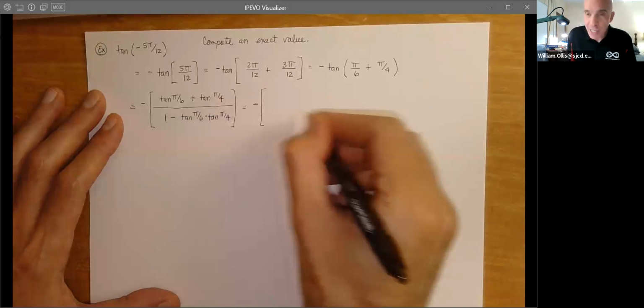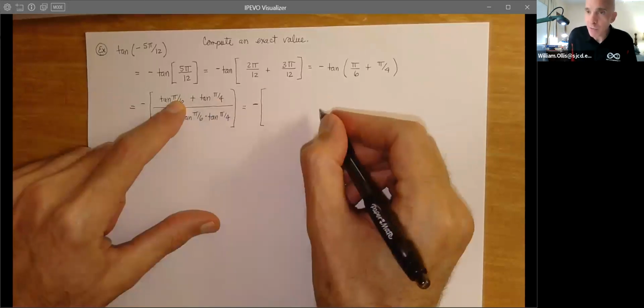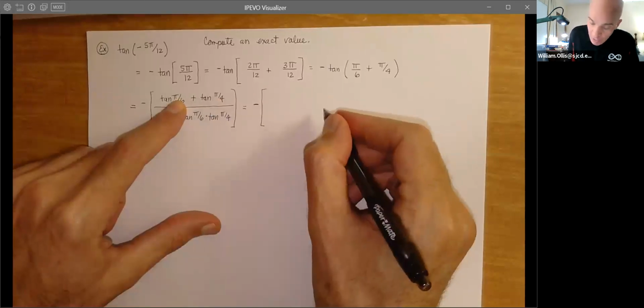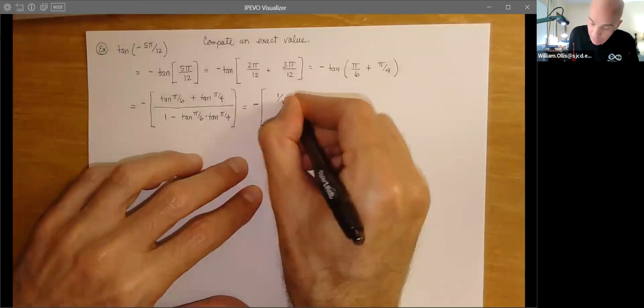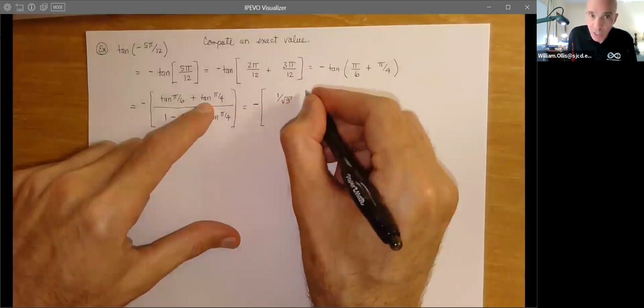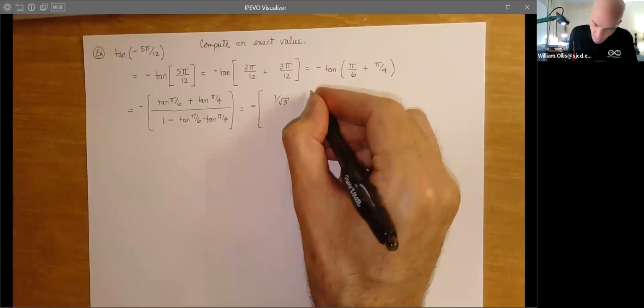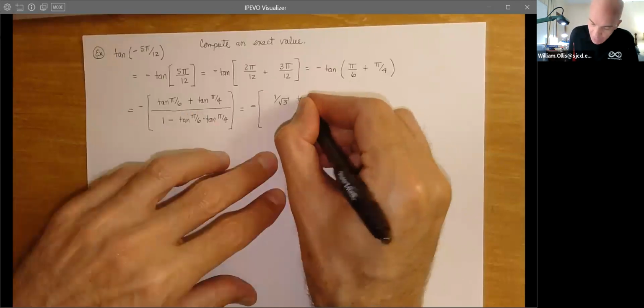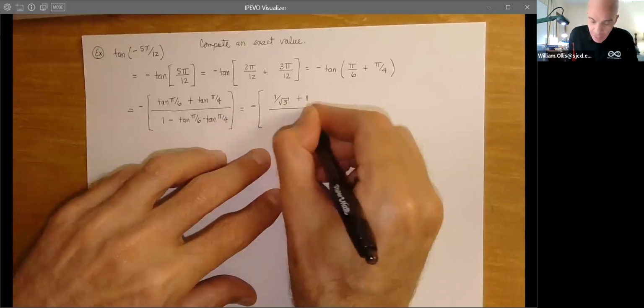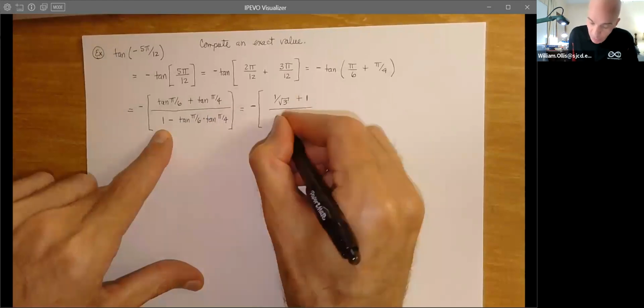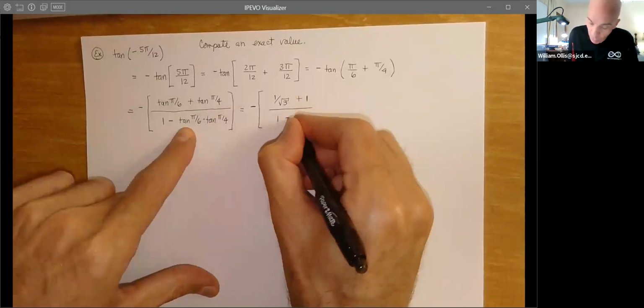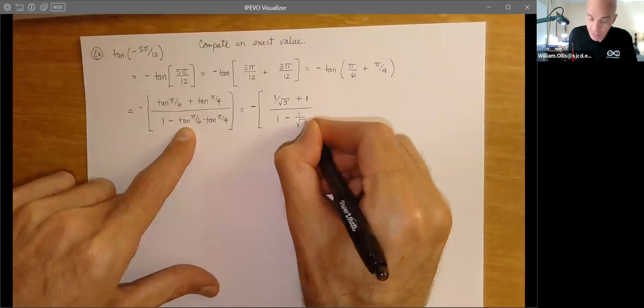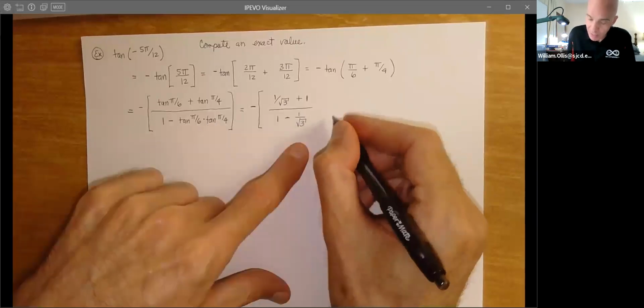Now, of course, tangent of pi over 6, that's the 1/2 divided by the square root of 3 over 2. So that's 1 over root 3. And of course, tangent of pi over 4, that's our friend, that's just 1. And downstairs, we pretty much get the same thing. We get the 1, and then we get, of course, minus 1 over root 3, tangent of pi over 6, times a 1. So boom, we got the same thing.